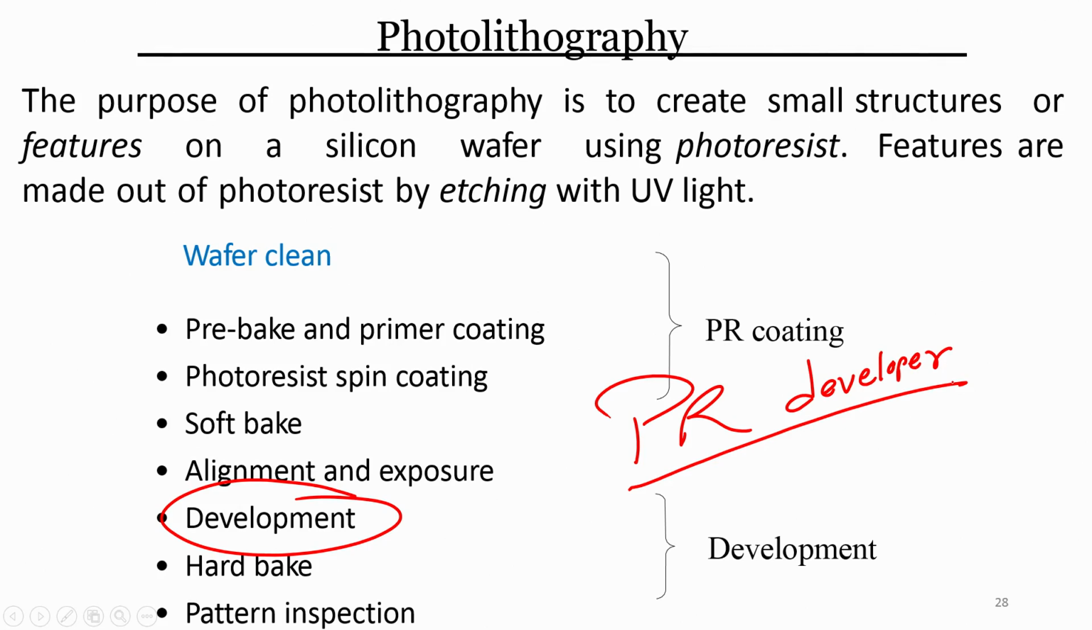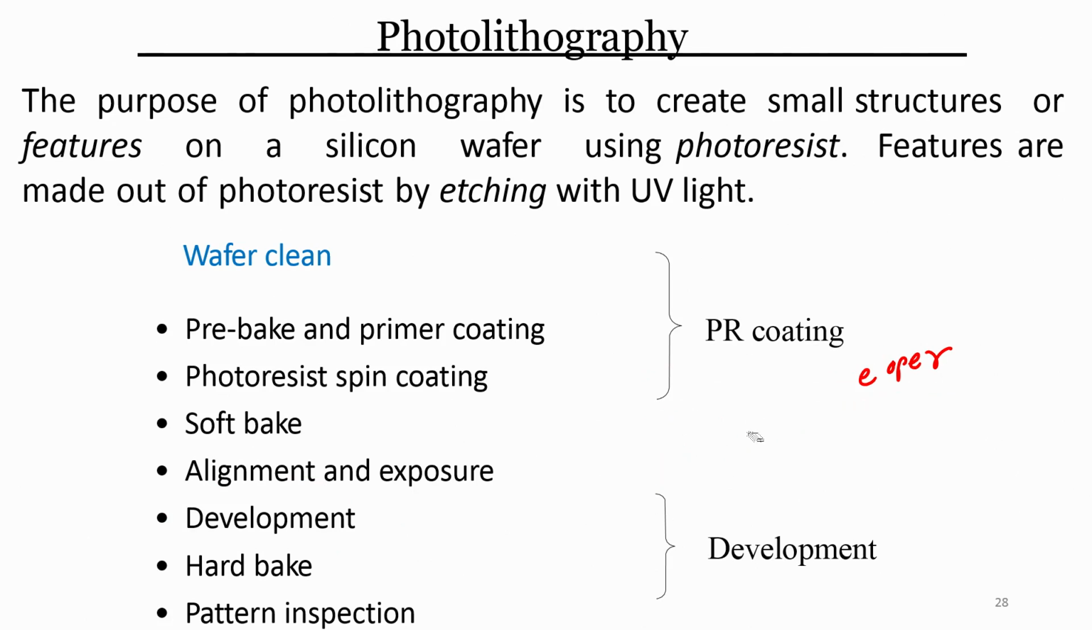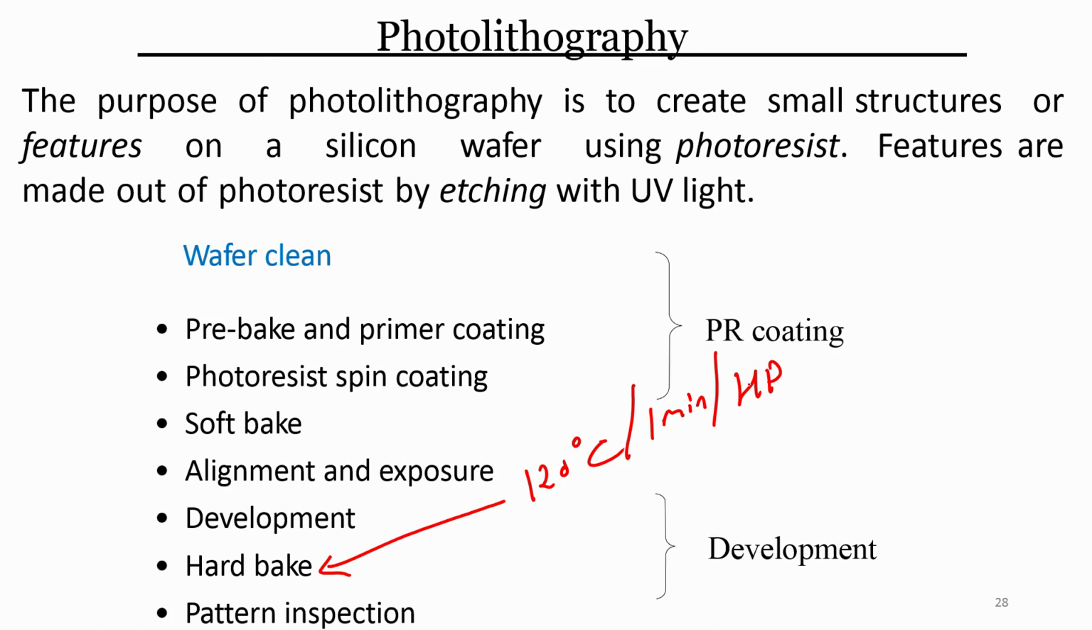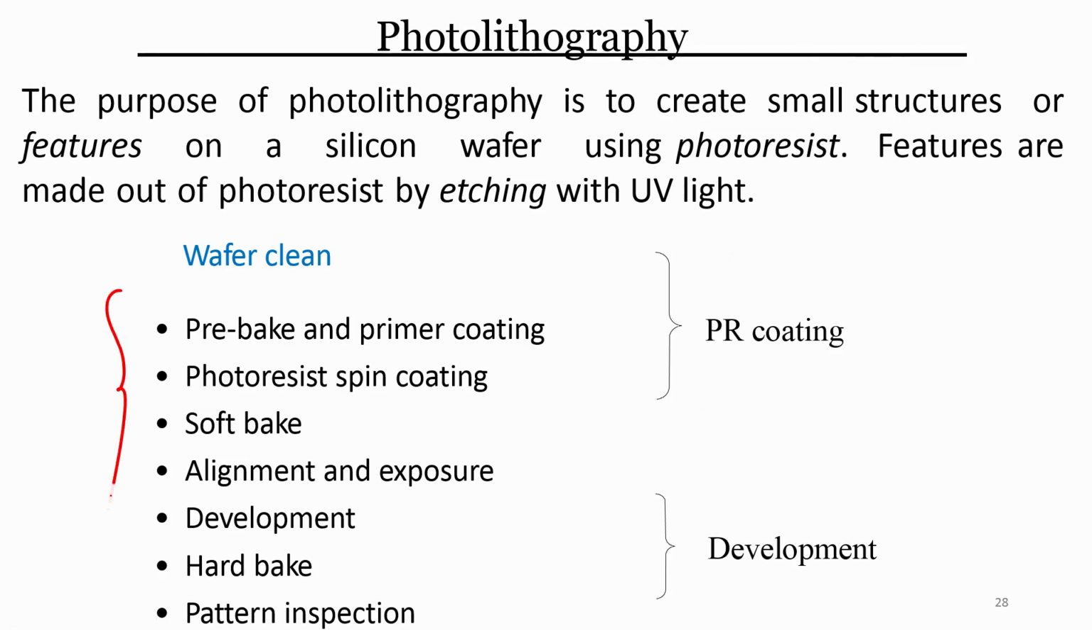After you develop photoresist, the next step is hard bake. Hard bake is done at 120 degree centigrade for 1 minute on a hot plate. After you perform hard bake, you will look at the pattern inspection. So, let us understand now the process flow, so that you understand what exactly we mean by each step.